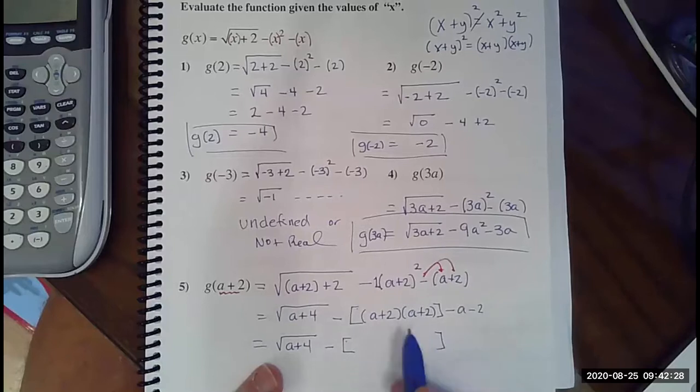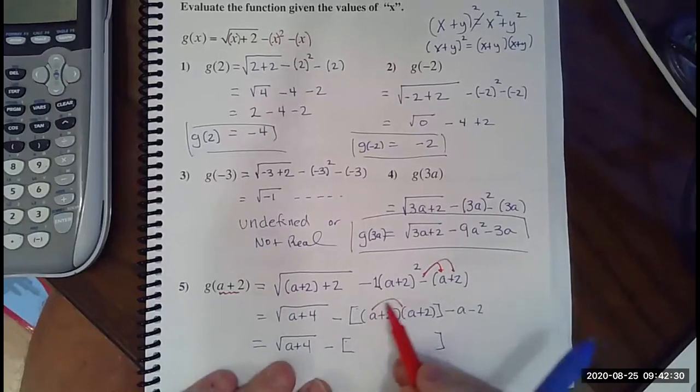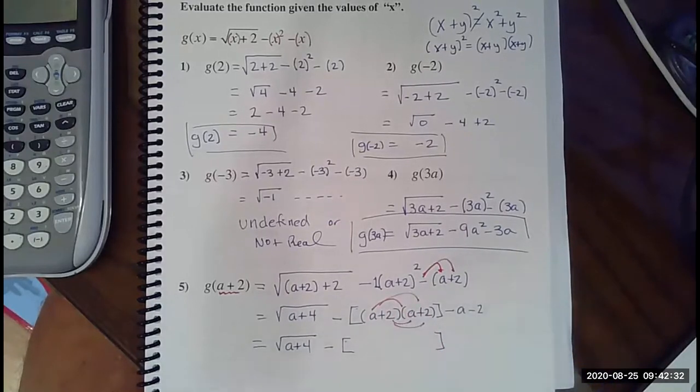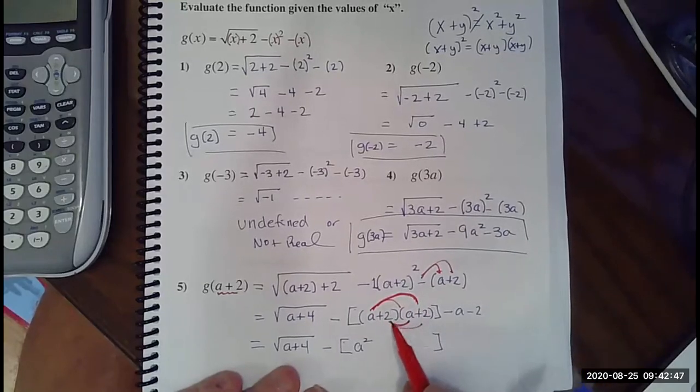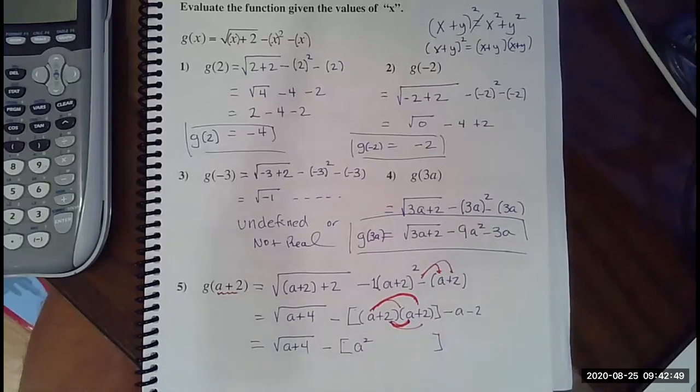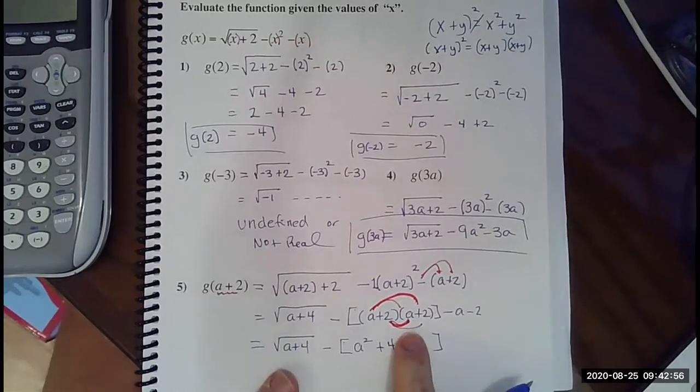And now I'm going to FOIL. So that's first, outer, inner, last. And I'm going to collect like terms. Like terms are going to be the middle terms. So first, that would be a squared. Okay, the outer and the inner. That means that's 2a, and that's 2a. That's 4a. Those are like terms, so that's ultimately 4a. And then the last term would be 2 times 2 is 4.